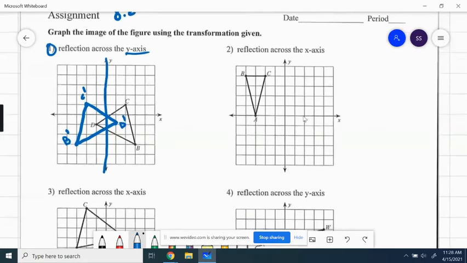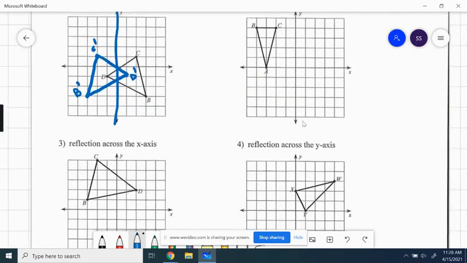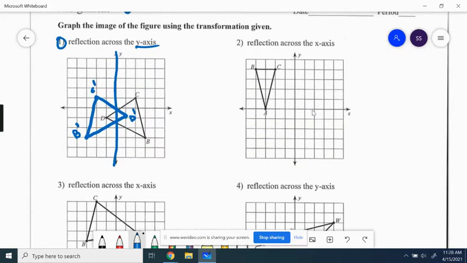All right. Number 2. Pretty much the same thing, and maybe I'll do this one because this one is across the x-axis. So here's the x-axis here. So we're going to reflect across the x-axis. So let's look at B and C first. B is 1, 2, 3, 4 spots above. So we're going to go 1, 2, 3, 4 spots below. And there is B prime. For C, 1, 2, 3, 4. So here is C prime.